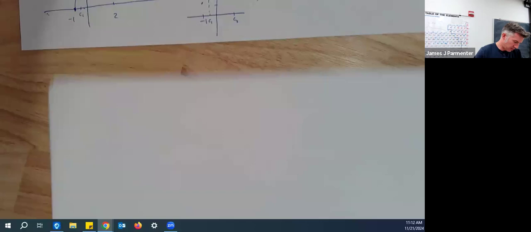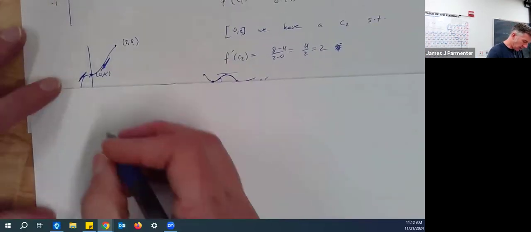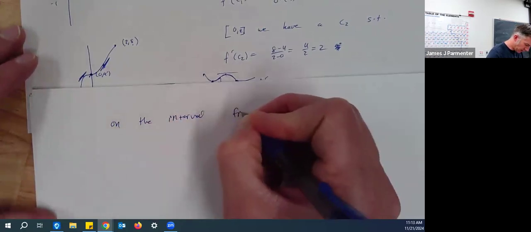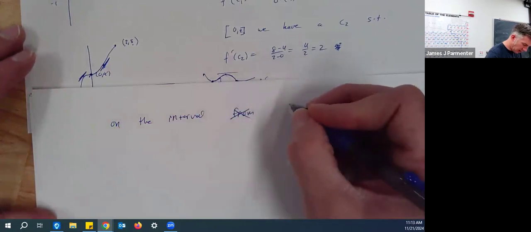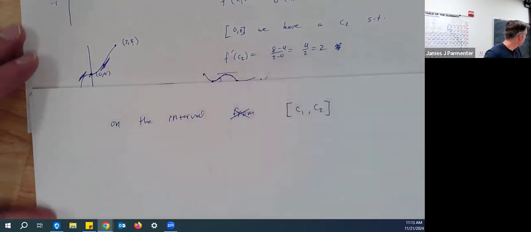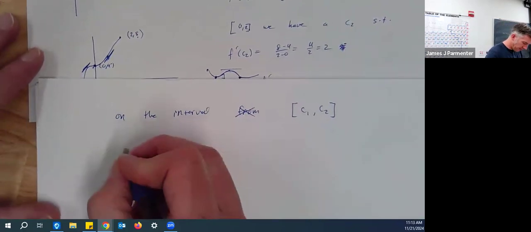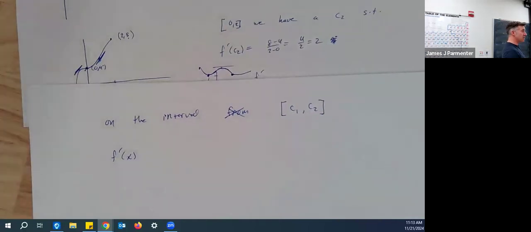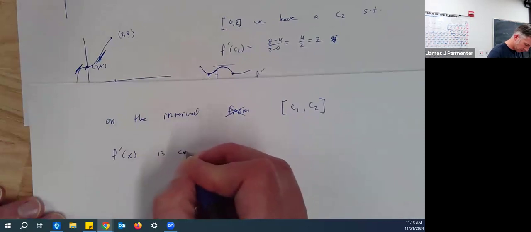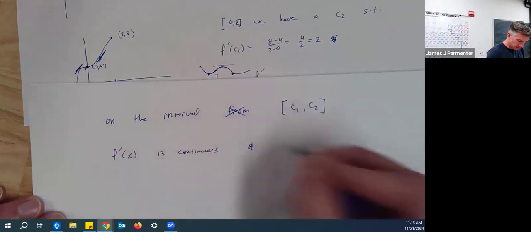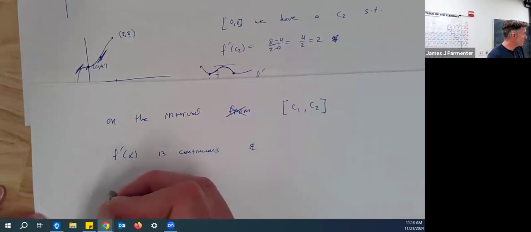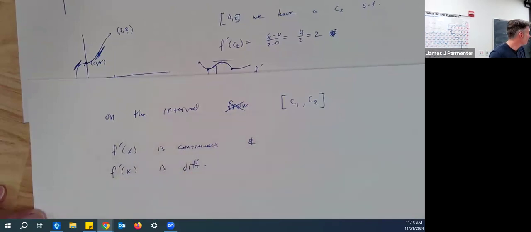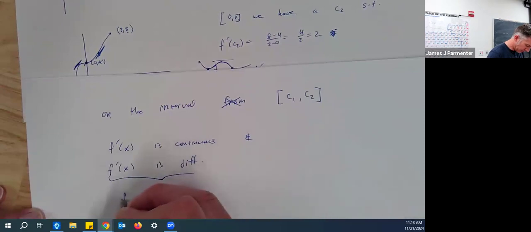So now what we're going to say is, okay, well, great. Then on the interval from, let's just write it the nice way, on the interval C1 to C2, here's what we know. We know that the function is differentiable. So f prime of x is continuous. And so is the second derivative, meaning the first derivative is differentiable, aka the second derivative exists everywhere.